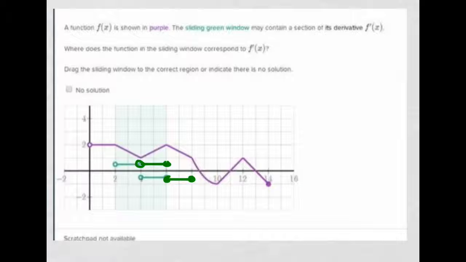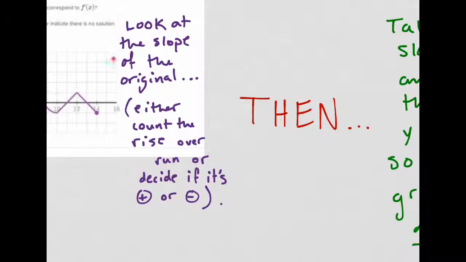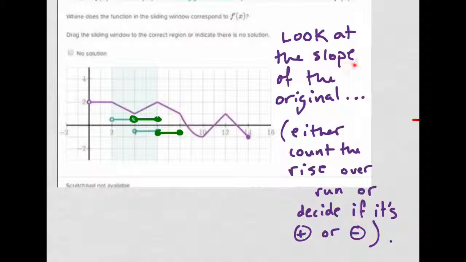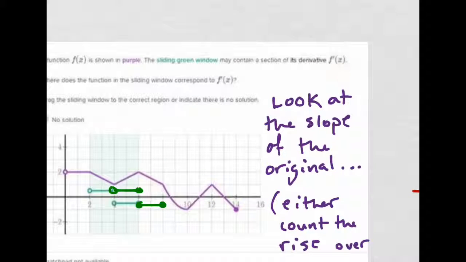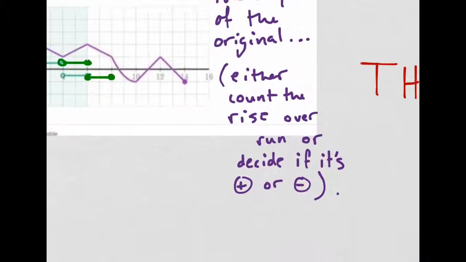Hopefully this makes sense. Let me write down what you're doing. Alright, so let's see what I did. First, look at the slope of the original. Here, I look at this function. I don't see that it's a y value of 2. I don't care about that. I'm looking at the slope of the original, because eventually I want to graph its derivative. And the derivative is the slope of the original. So look at the slope of the original.